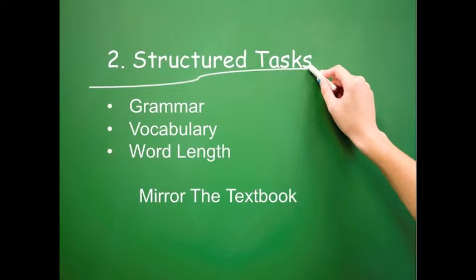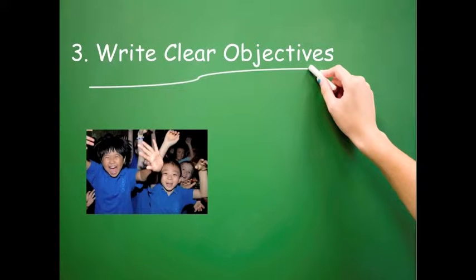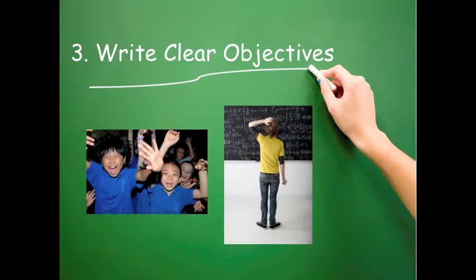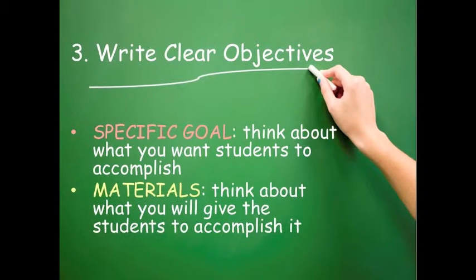Finally, make sure you write clear objectives when you are designing real-world assignments. If you don't know what you want students to master from the language, you may end up with a class that was a lot of fun, but that didn't teach the students anything. To write good objectives, make sure you set specific goals and think about what you want the students to accomplish. Also, make sure you are clear about what materials you will use in order to assess the success of the objective.